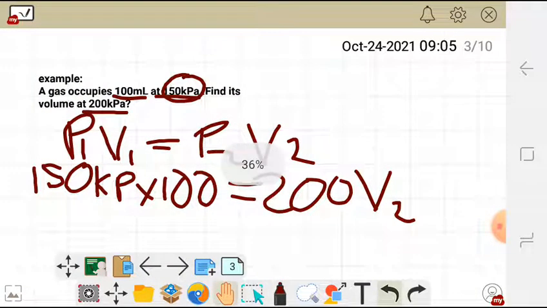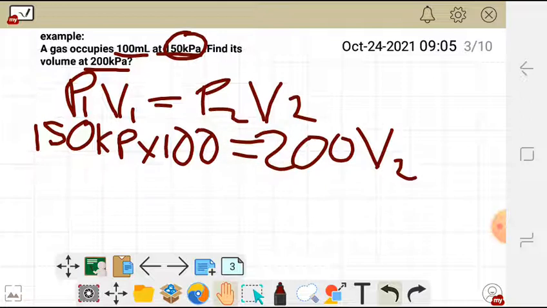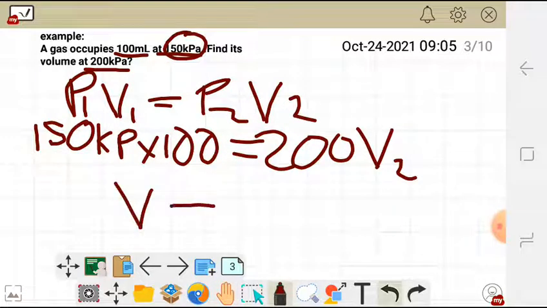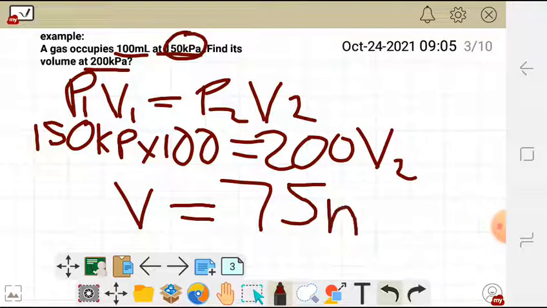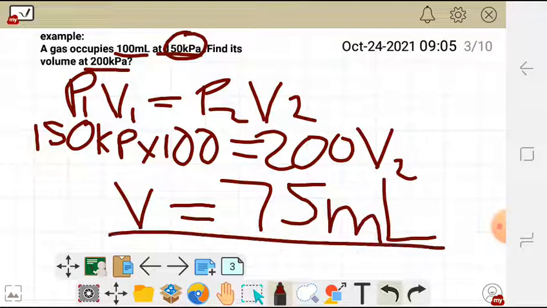Then from there, we do the calculations. Upon doing the calculation, our V2, our final volume, in this case, must be equal to 75 milliliters.